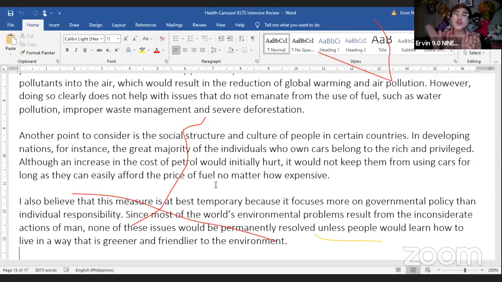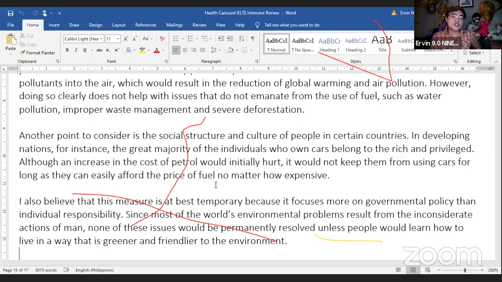Don't get me wrong. Correct English is everything. But correct English is not enough for you to get a 9. It's the display of content that will invite the examiner to give you a 9 in writing. So let's continue. What about the second argument of Brian?